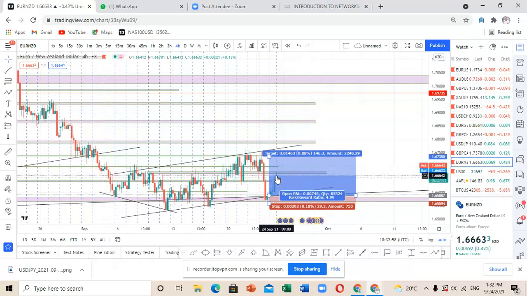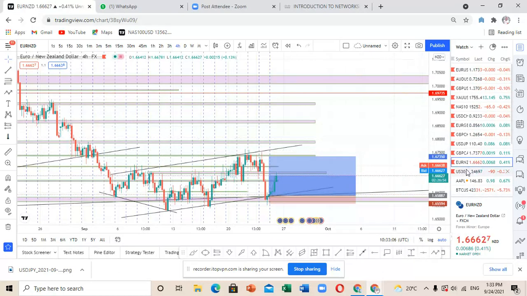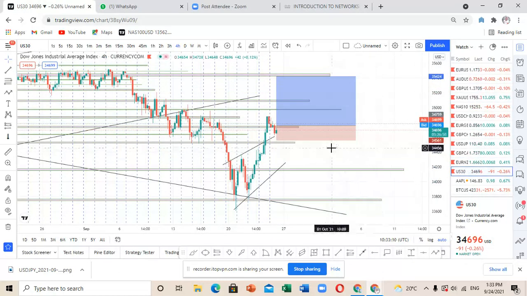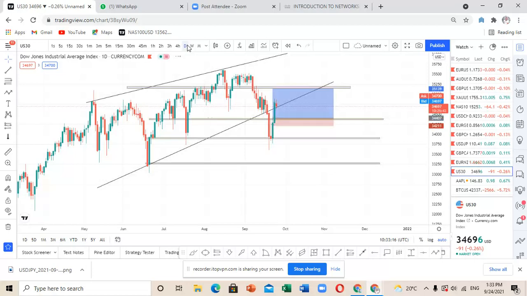So generally, I'm expecting that the markets are going to move toward this particular level that are here. So that is all that I had. We can look at, let me just add the US30 so that we can complete our analysis.